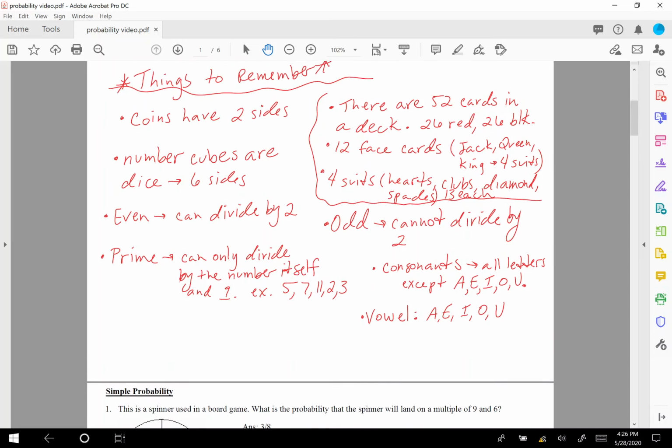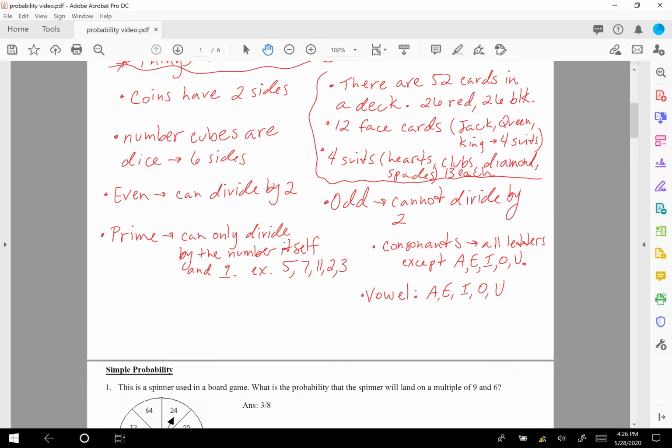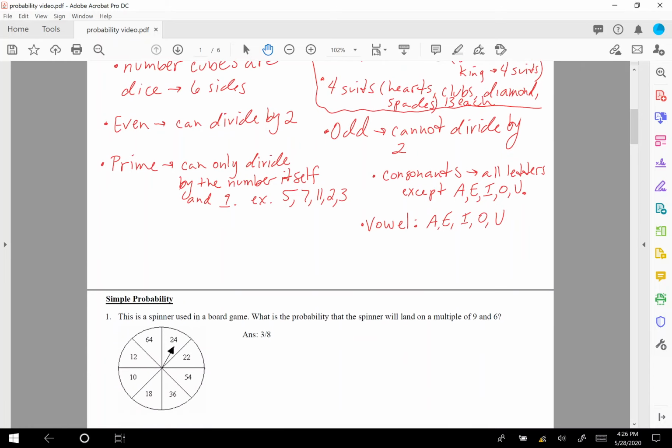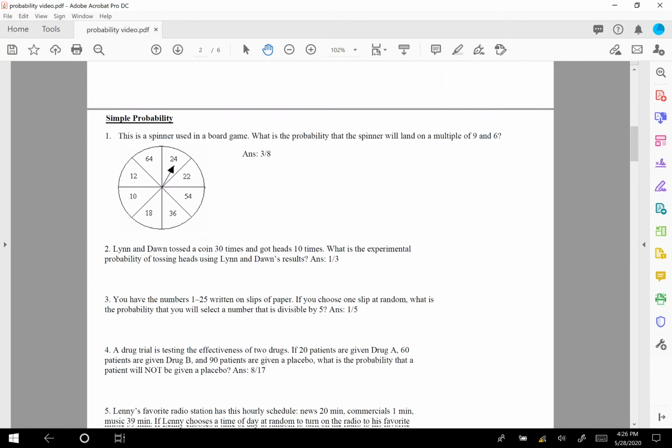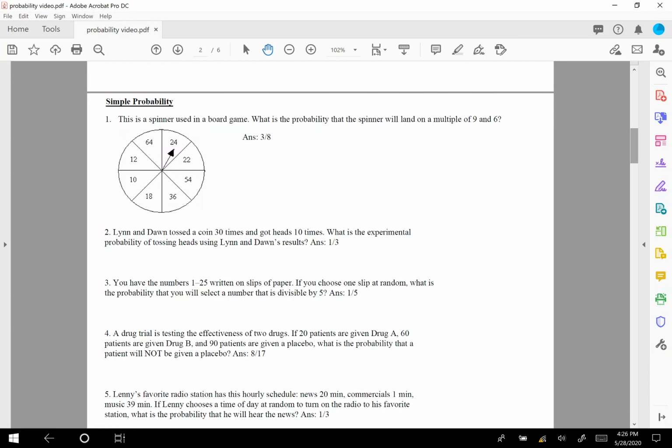So those are just some things to remember when we are talking about different items that are used in probability. Okay, so our first section that we're doing here is simple probability. This is just one event happening. What's the probability of that one event?